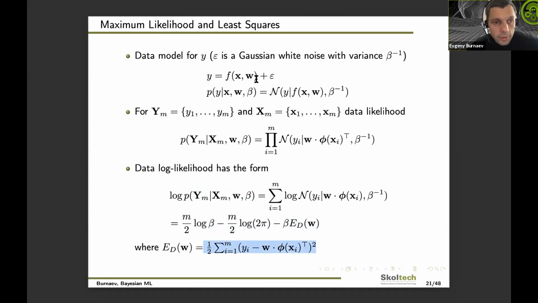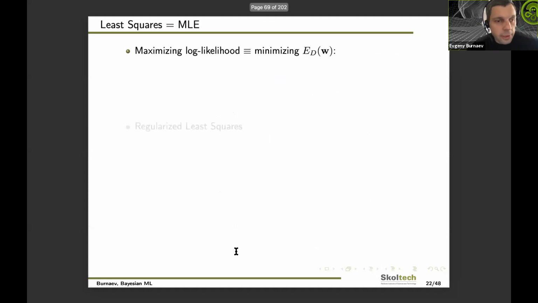The main assumption here was that the white noise has a Gaussian distribution. Because of this, we get this equivalence. So maximizing the log likelihood is the same as minimizing the sum of squared residuals. And from the course of machine learning, we know that minimization of the sum of squared residuals leads to the following expression for the optimal value of parameters W.